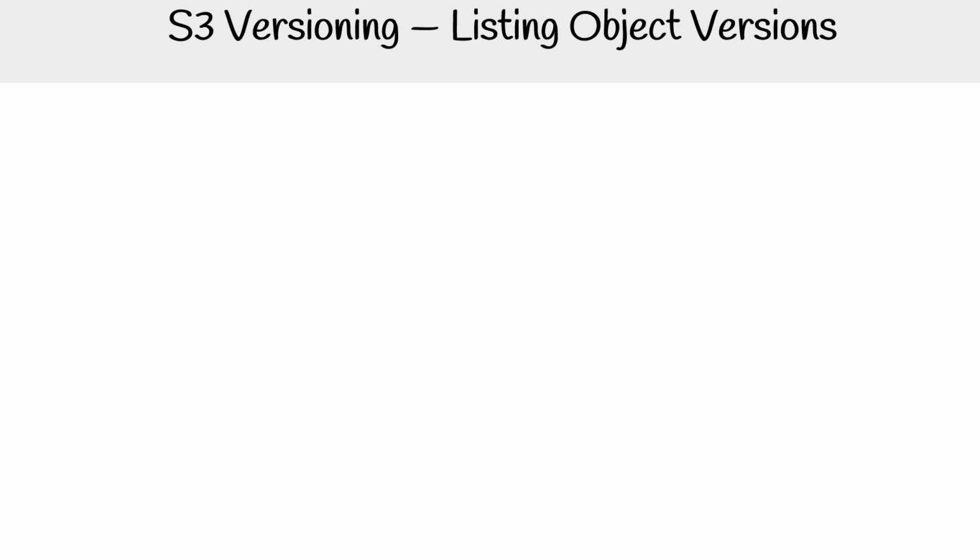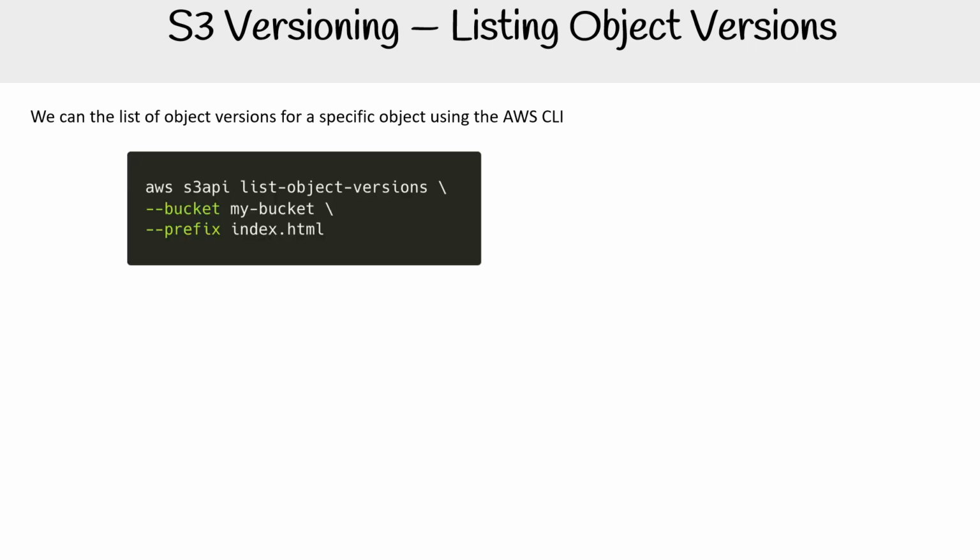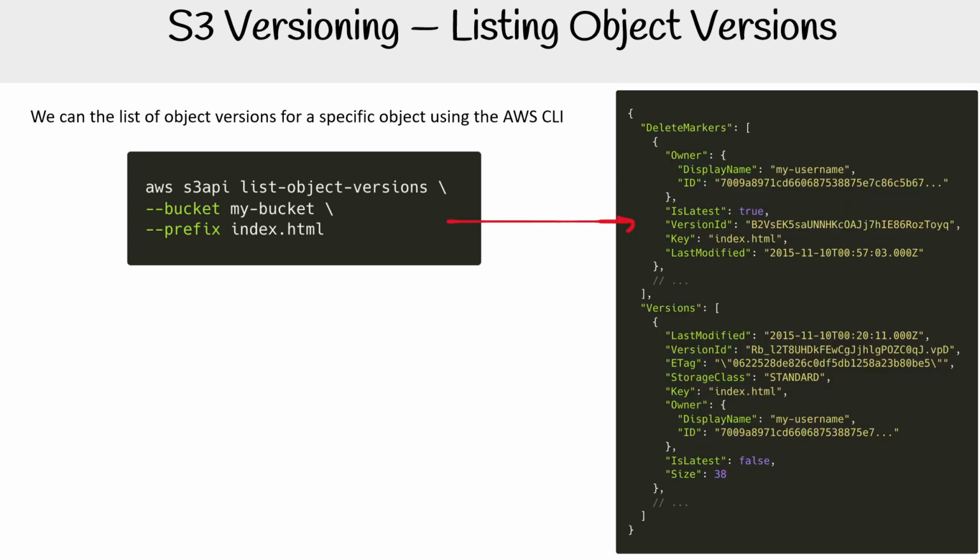All right, so now imagine we have an object in our bucket and we want to get a list of versions of that object. Well, we have a special CLI command for that. That is the list object versions. So we supply the bucket and the specific file. That one's index.html. And what it's going to return back to us is the versions.